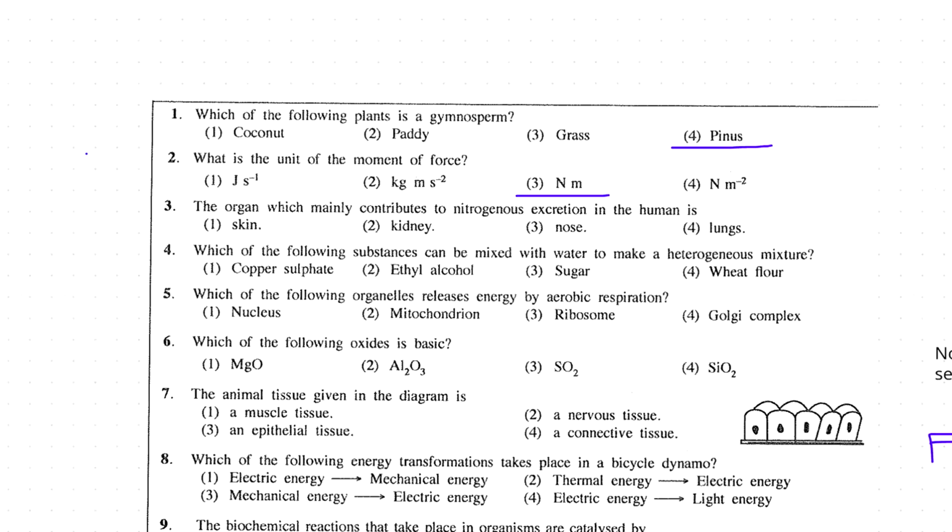Okay. Next question. The organ which mainly contributes to nitrogenous excretion in the human is: skin, kidney, nose, or lungs. Which one is the answer? Okay, others? So what are the main organs of excretion? What are the organs of excretion?